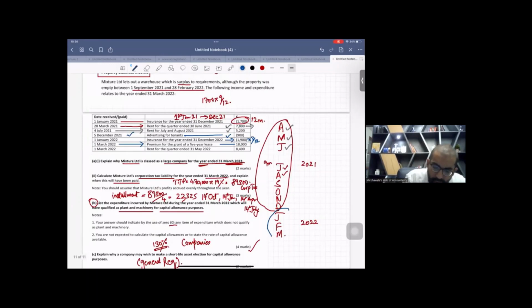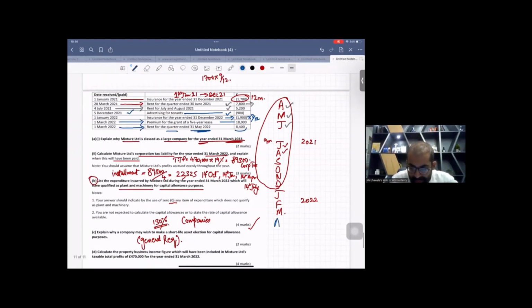Last, on 1st March 22. Now listen, students, this is a technical issue. Rent for the quarter ended 31st May is 8,400. See, quarter means 3 months: March, April and May. For these 3 months, the rent is 8,400.